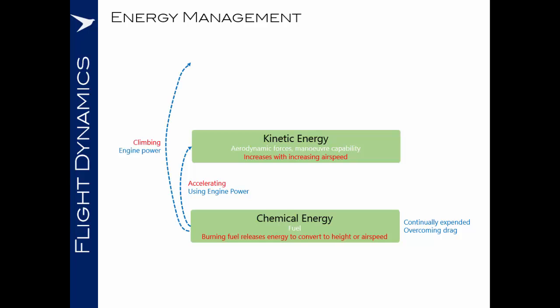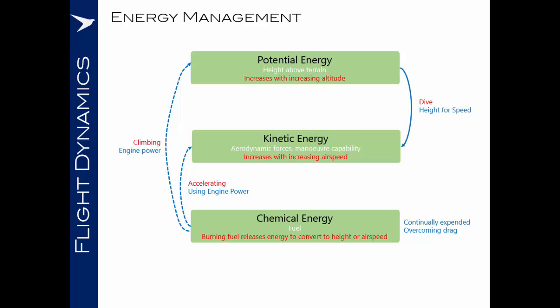Equally, we can use the chemical energy to climb the aeroplane using engine power, overcoming the force of gravity to give us potential energy. So potential energy is governed by the height above the terrain and increases with increasing altitude. It's potential energy because we have the potential from the altitude to convert into kinetic energy. We can do this through diving the aeroplane, trading our height for speed.